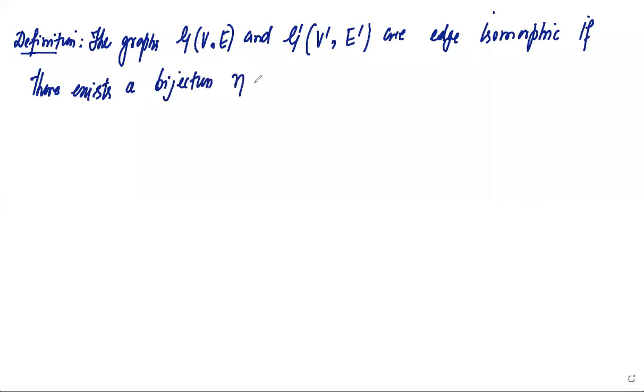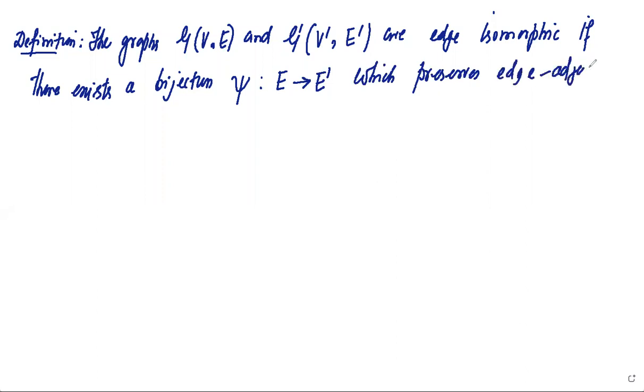Suppose eta, from eta is not written, we will write psi. If there is a bijection psi from the edge set E of G into the edge set E dash of G dash, which preserves edge adjacency and edge non-adjacency. Which preserves the edge adjacency and edge non-adjacency.